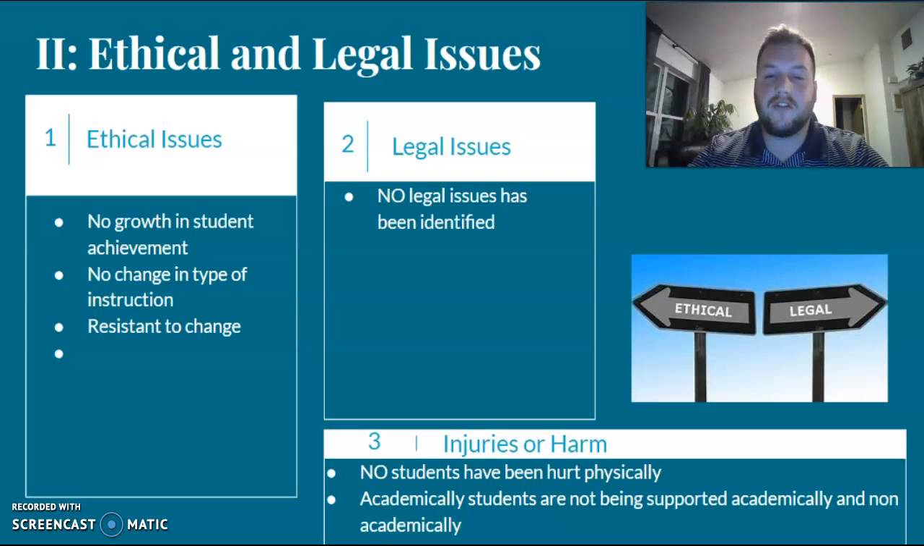It kind of seems like everyone's resistant to change. They've all been there for a majority of years. It says that teacher turnaround is not an issue the school deals with, but that may cause some resistance to change, being that they're still using the same traditional style assessments and core instruction. Right now, there's no legal issues that have been identified. No students have been hurt physically, but there are students that have not been supported academically and non-academically.